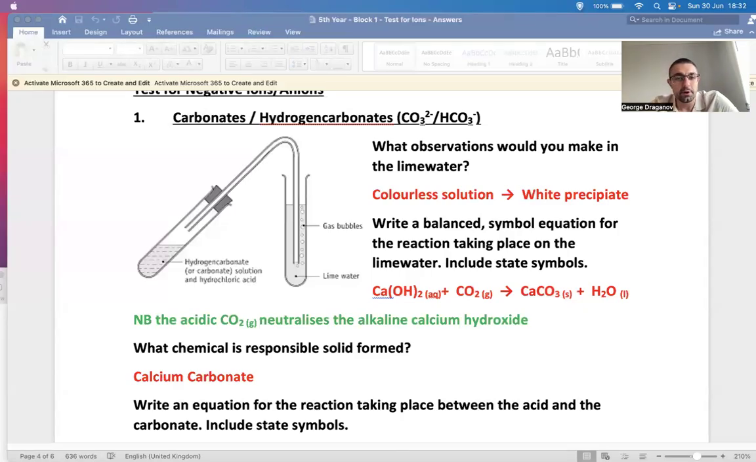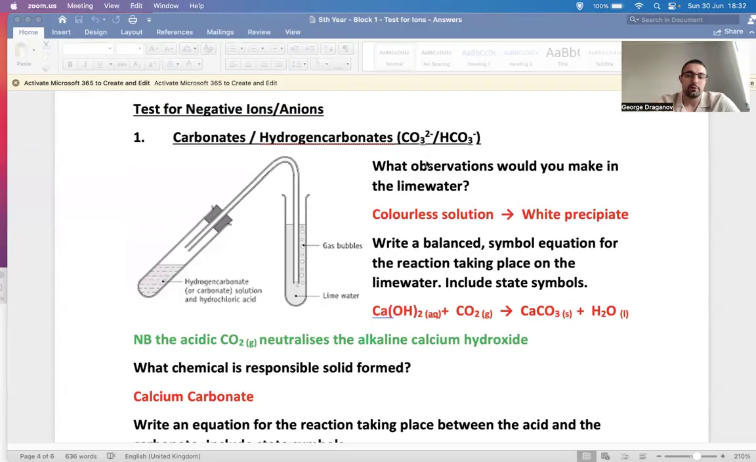Hi guys, today we're going to look at the negative ion tests, in other words, the anions. So before we did the cations, now we're doing the anions. This is the same for all the syllabi. There's three tests you have to know: the carbonate test, the sulfate test, and the halide test. And that is the order in which you should carry out those tests for a specific reason that we will discuss. Let's start with the carbonate test.